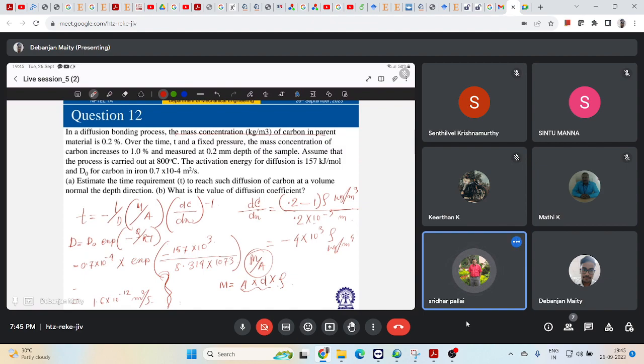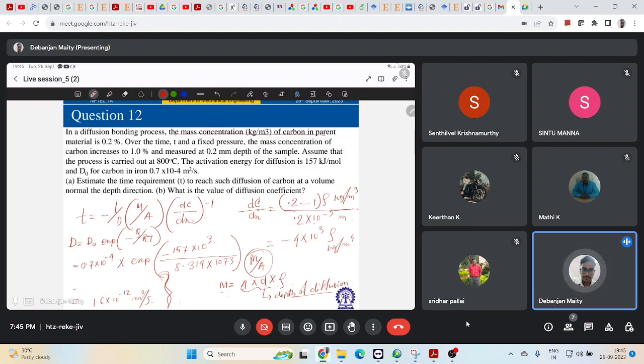Sir, here D is depth. Yes, this is the depth of diffusion. This is right, right? So if you have mass as area into depth into rho, then m by A is depth of diffusion into rho. You know the depth of diffusion is 0.2 mm. So finally, what are you getting?